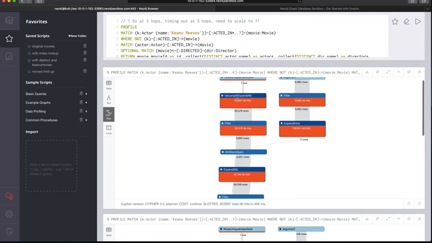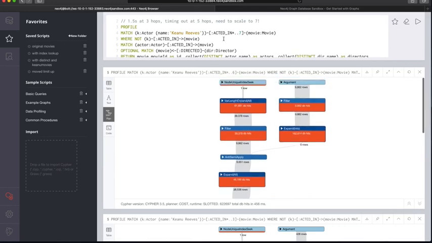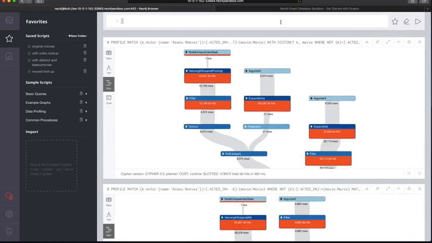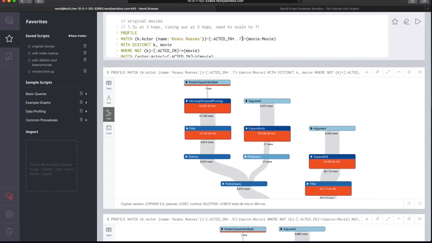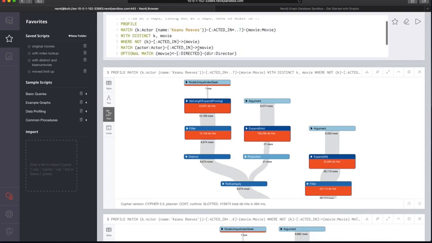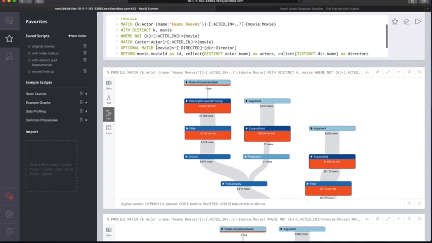Got this massive var length expansion, 39,000 rows, but I know we don't have that many movies. We ought to get distinct movies from this instead. There we go. So we're at 7, and we're at about 500 milliseconds. So that was a really nice boost. Okay, what's next?